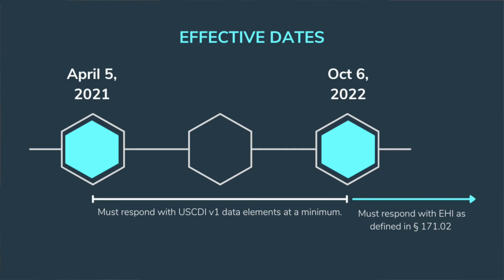October 6th of 2022, which is a new date that was introduced during the COVID period, is when the information requests for the access, use, or exchange would no longer just be satisfied by that minimum USCDI version 1, and as of that date, they would need to adhere to the data elements that are identified in section 171.02 of the CARES Act.